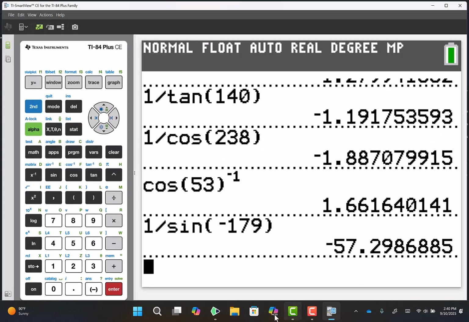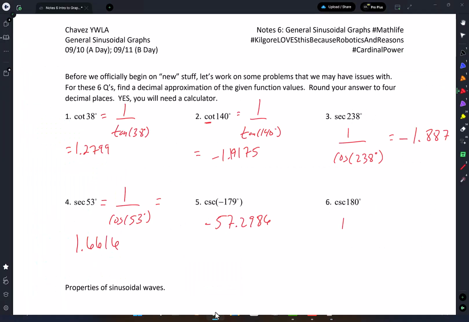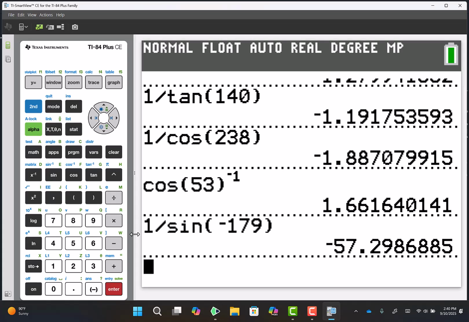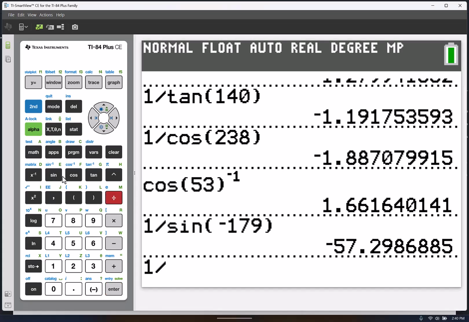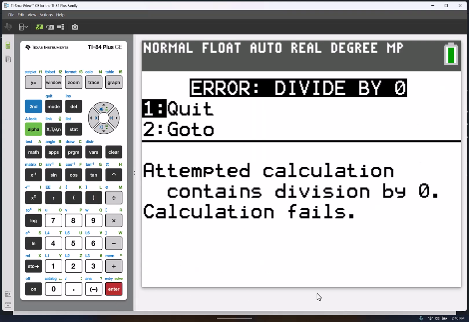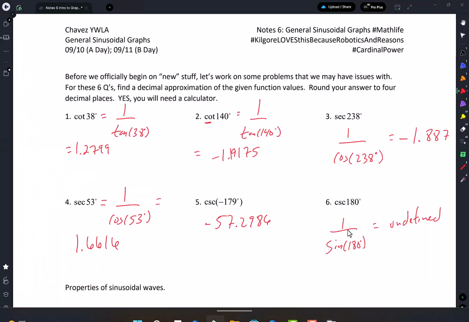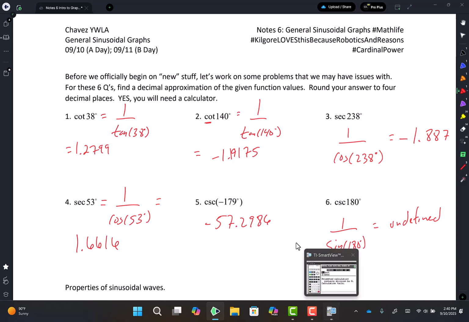And cosecant 180. Well, that's 1 over sine 180. And sine 180 degrees is 0, so this is undefined. If you try to put that in the calculator, it's going to tell you error, guys. If you try to do 1 divided by sine 180, see? Error. Cool or not cool? Okay.